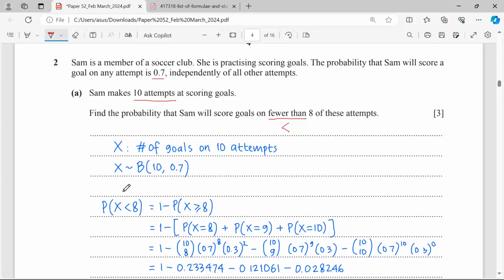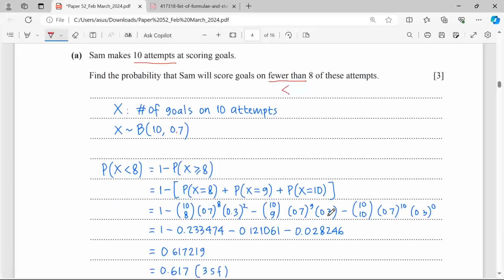So for simplicity purposes here, let me use the complement, which is 1 minus probability X is greater than or equal to 8. Remember, you have to include the equal sign, because in a discrete random variable, the equal sign matters. You cannot ignore it. So probability X is greater than or equal to 8 means that probability X is equal to 8, 9, and also 10.